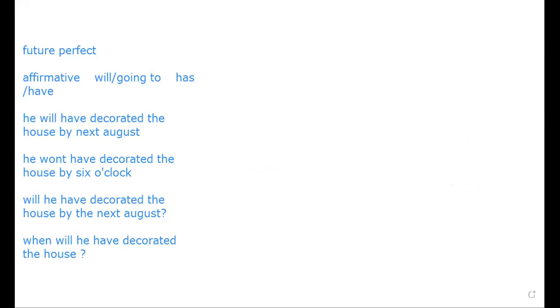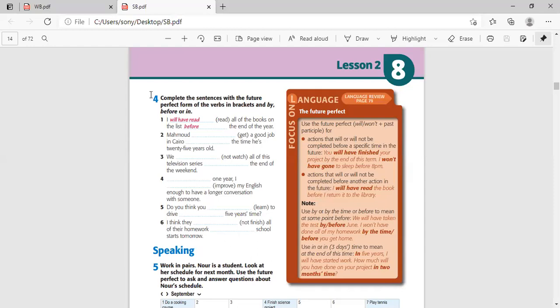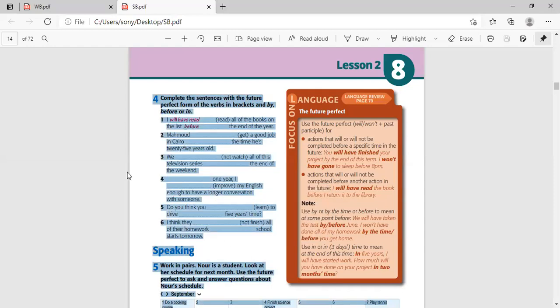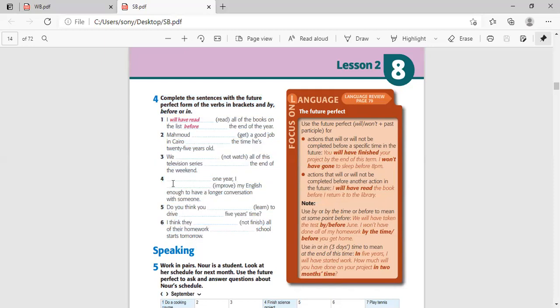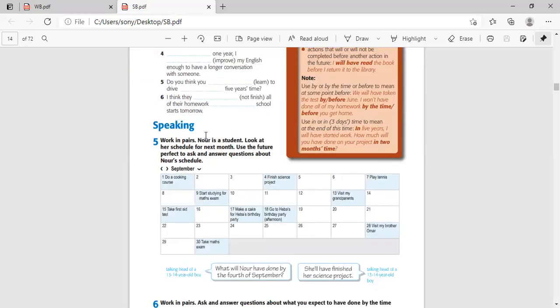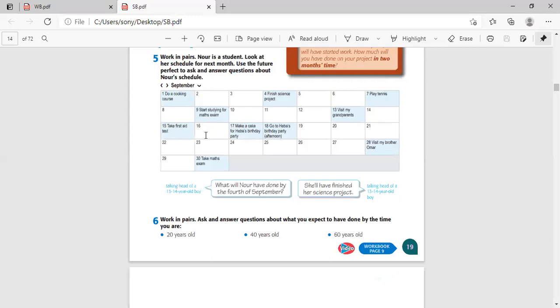Okay, let's go back to our book here. If you can see here, question number 4 is all about the future perfect tense. So it needs to be answered. It's easy if you try.